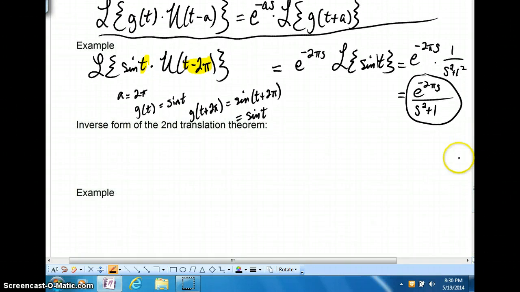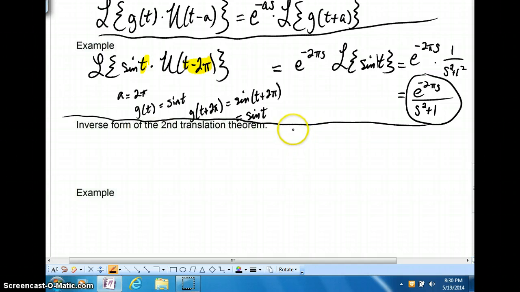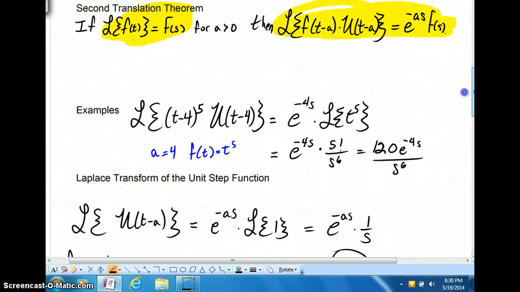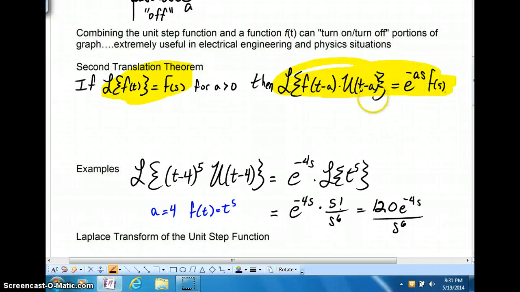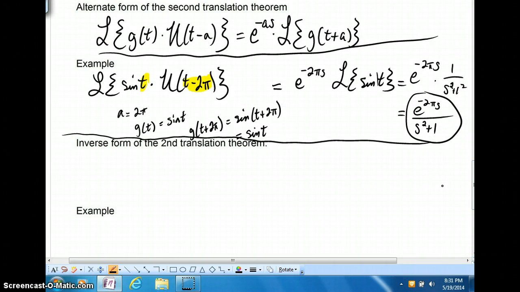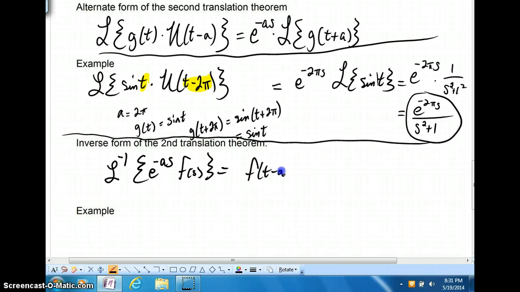Okay, this last part of the lesson, the inverse form of the second translation theorem, is going back to our first form of the translation theorem. We're just going to work it backwards. And you can see what's happening. We're effectively going to say, rather than starting at A and ending at B, what if we start at B and then go backwards to A? So that's really what our goal is. What if we were to say the inverse of e to the opposite as times capital F of s? Well, that should equal f of t minus a times the unit step function of t minus a. We're going to pick up with one final example in just a moment.